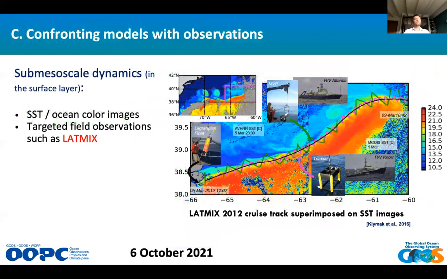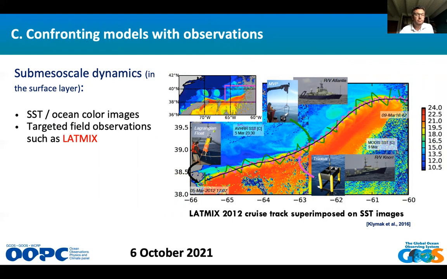When it comes to even smaller scales than that, the submesoscales, it becomes even more difficult to find data with enough spatial and time resolution to come up with useful statistics that can be compared between models and observations. SST and ocean color images are showing a lot of nice features at the surface at small scales, but they cannot be used to infer the dynamics, the velocities, for example.